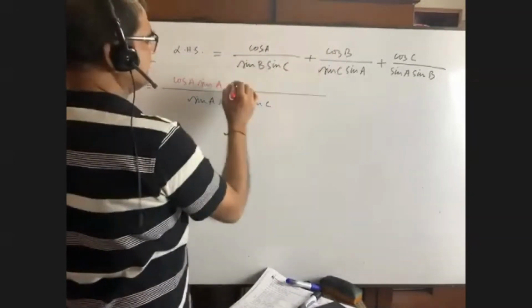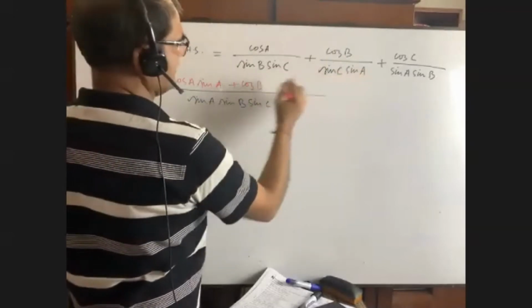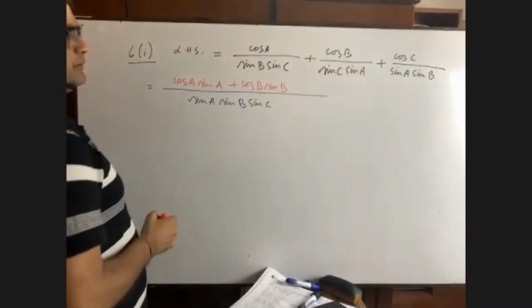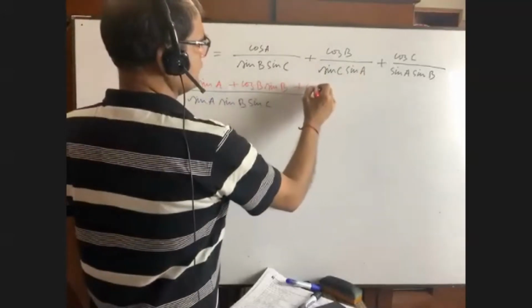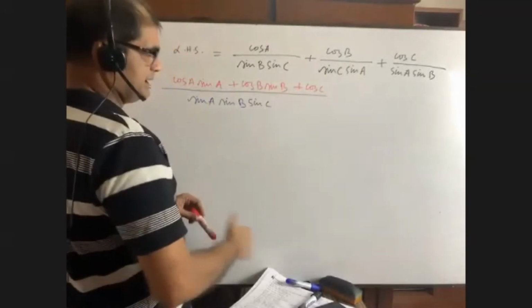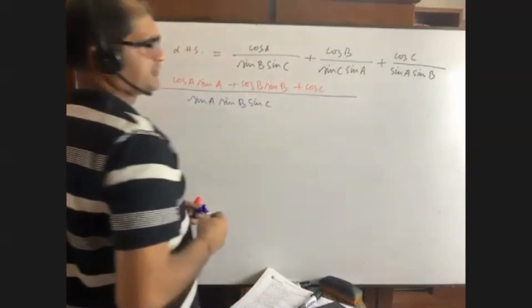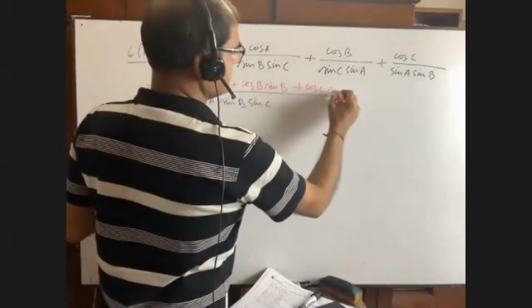Here it is cosine B. You write down cosine B. What is left here? Sine B is left. So we must take sine B. For the last part, it is what? Cosine C. So what is left here? Let me know. Sine C is left, write down. So we can write here sine C.